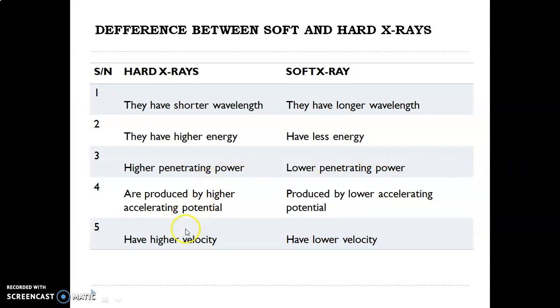Hard X-rays are produced by high accelerating potential, but soft X-rays can be produced by low accelerating potential. The last one is that hard X-ray has higher velocity compared to soft X-ray, which has low velocity. So these are the differences between the two types of X-ray, hard X-ray and soft X-ray.